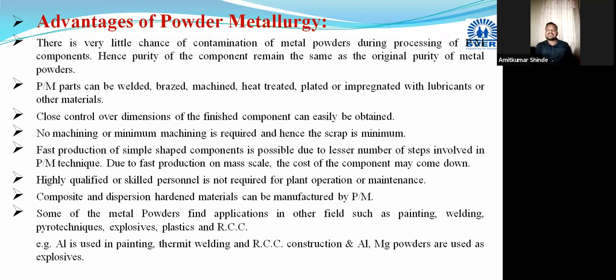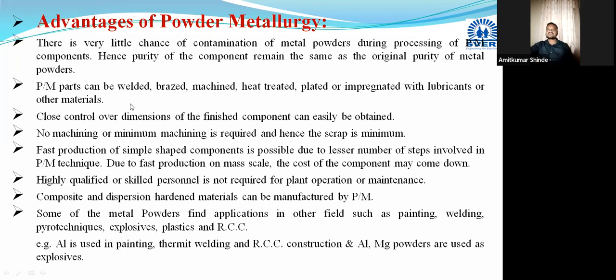Like suppose aluminum powder we have manufactured, we can use that aluminum powder for painting or for welding operations, or in RCC construction also. Then that aluminum or magnesium powder we can use in explosives also. In explosives or in different pyrotechnic applications we can use these powders. So these are different advantages of the powder metallurgy process or techniques.